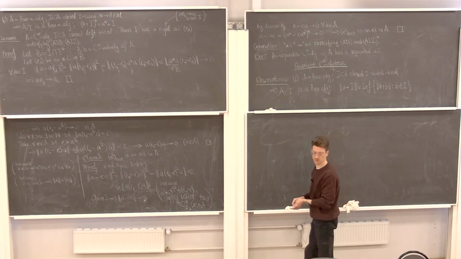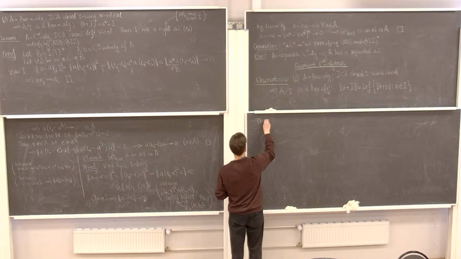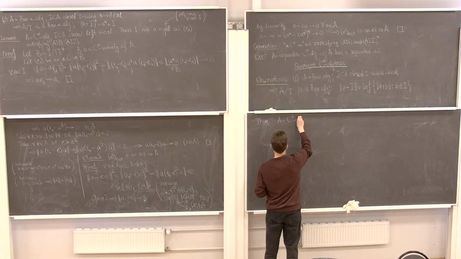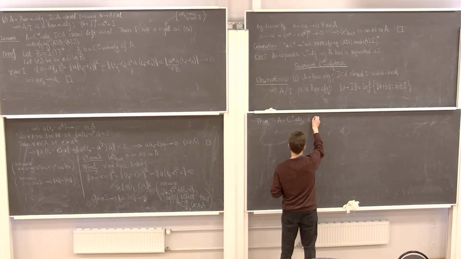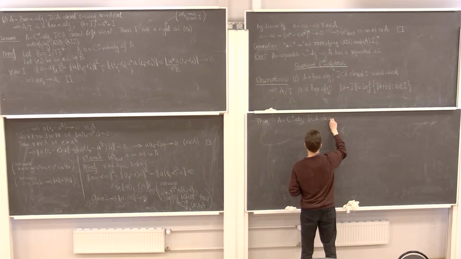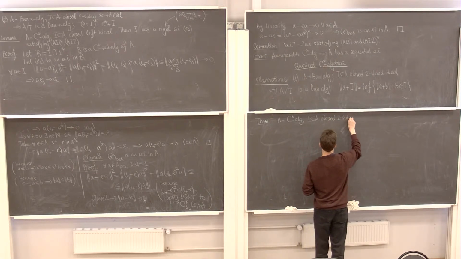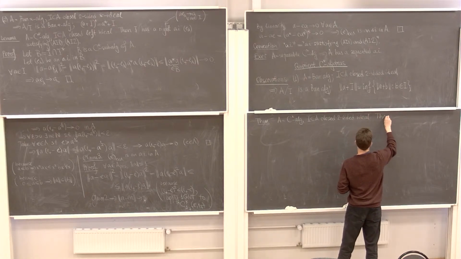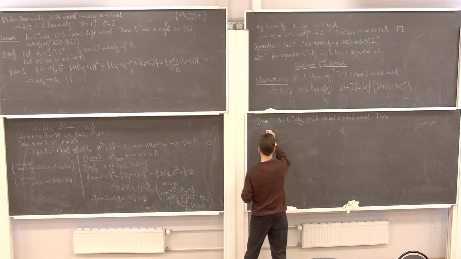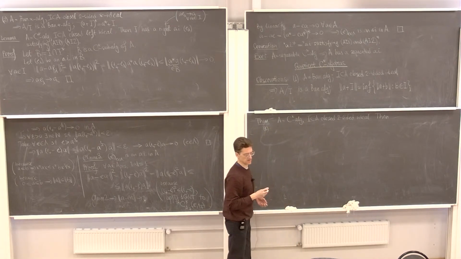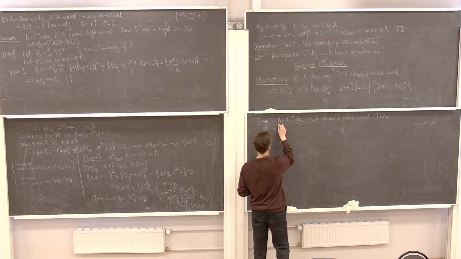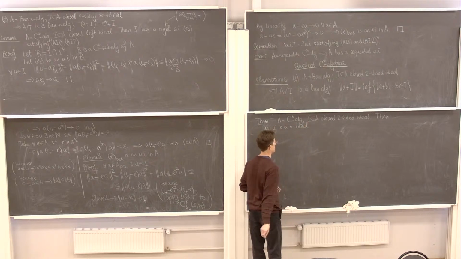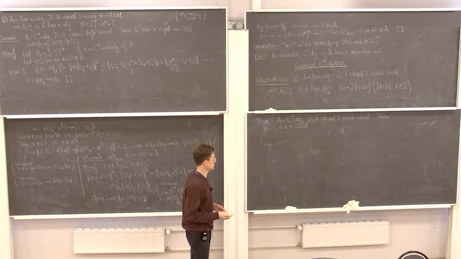And now we have the following theorem. Suppose that A is a C-star algebra, and I is a closed two-sided ideal of A. Then, first of all, I claim that I is automatically a star ideal. Every two-sided closed ideal of a C-star algebra is a star ideal.